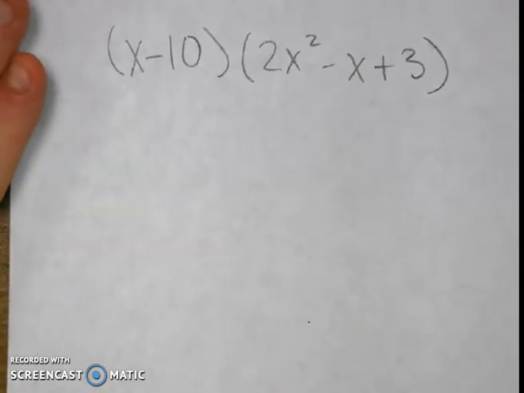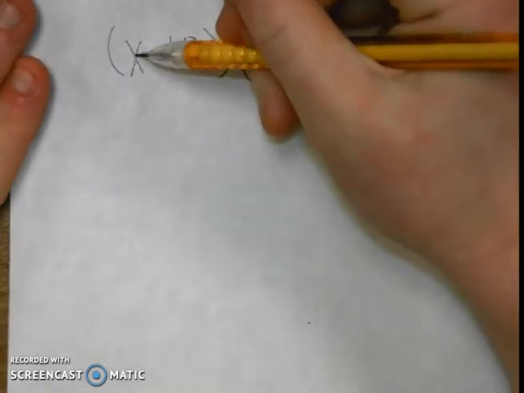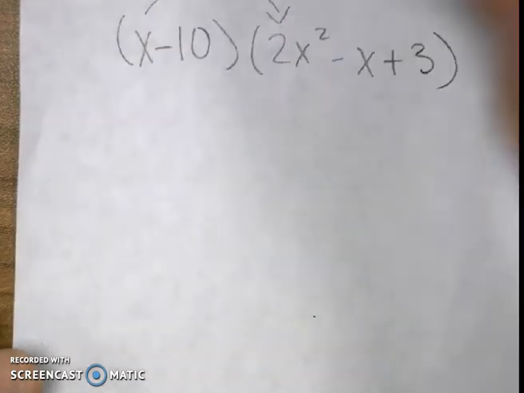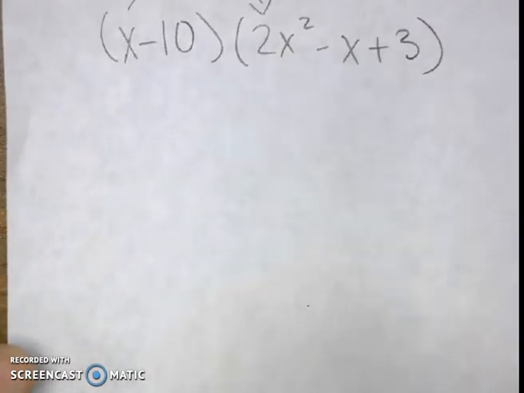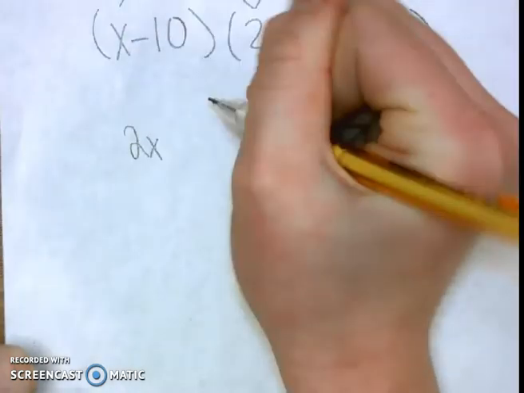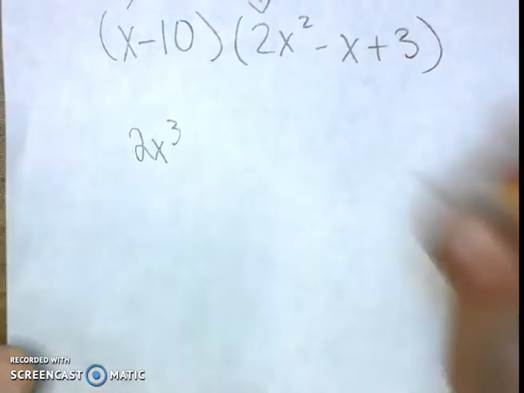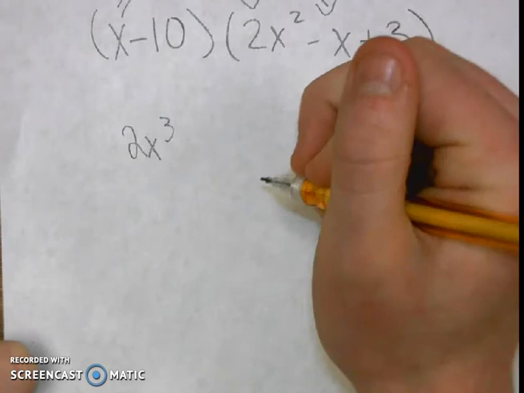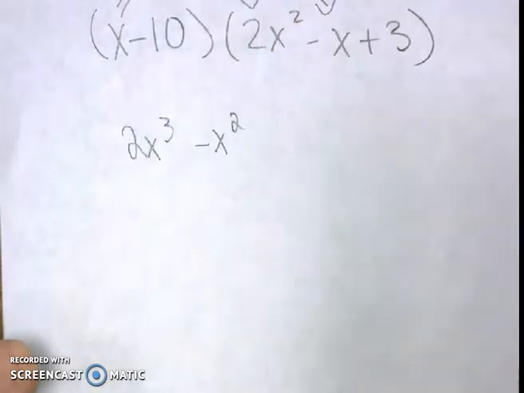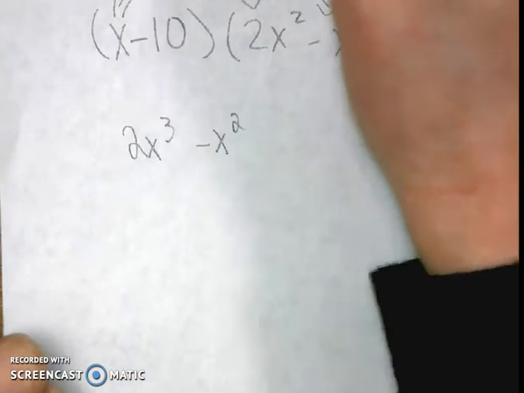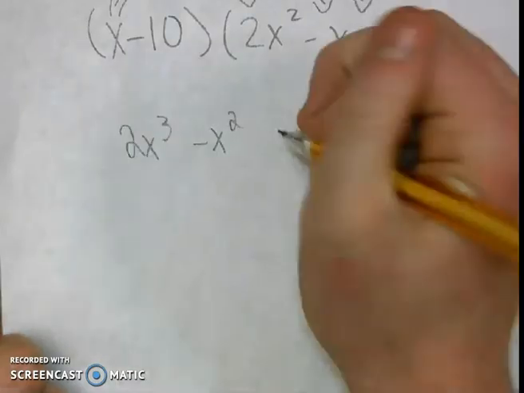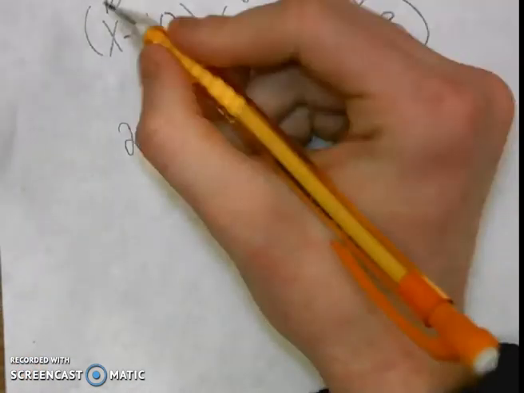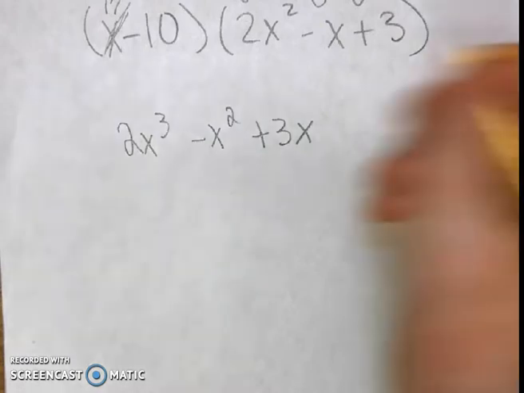Okay, so what you're going to do is, I always start with the first number. You're going to start with the x, and you're just going to distribute to the 2x squared, and x is going to give you 2x to the 3rd, then x to negative x is going to be negative x squared. Good. Then x again to 3 is going to be positive 3x. Then we're done with the x, so we're going to go to negative 10.